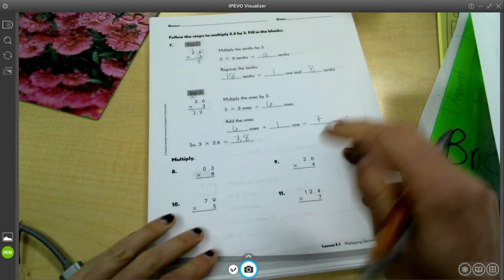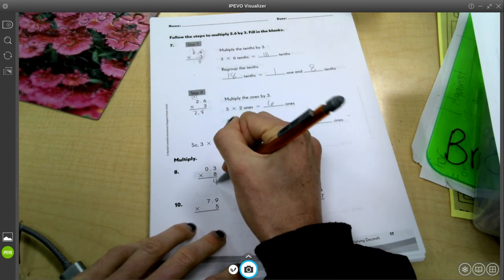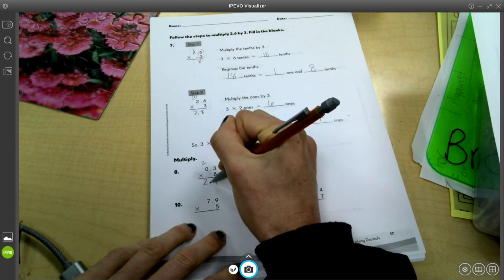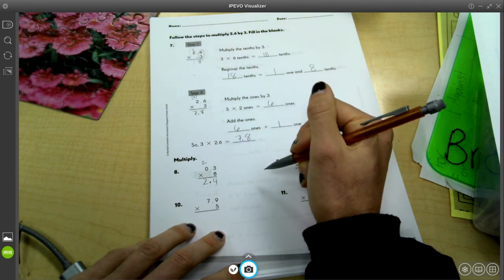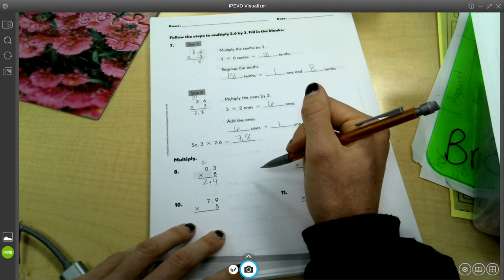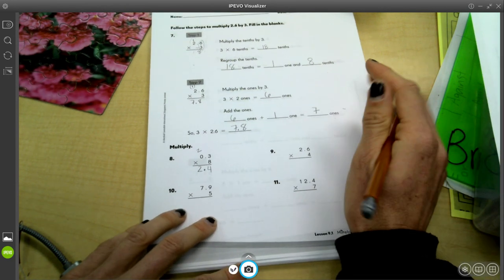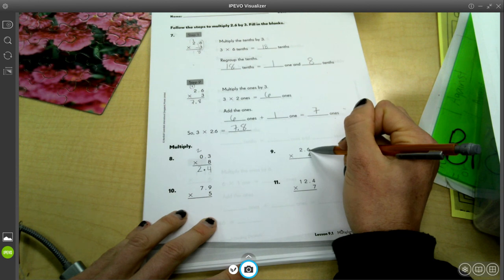All right. 8 times 3/10. 8 times 3 is 24. 8 times 0 is 0. So 2 and 4/10. And that makes sense, right? 3/10 plus 3/10 plus 3/10 plus 3/10 plus 3/10 is only going to give you 2 wholes and 4/10 left over.